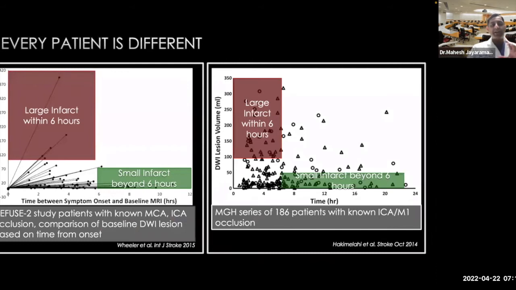But every single patient is different. And here are a couple of different series, one from the DIFFUSE 2 study and one from an MGH series of patients with known ICA and M1 occlusions. And what you see is in the red are patients who have big stroke early. And this is unfortunate. We call these patients fast growers or exponential growers. But in the green, there are patients who have a small stroke beyond 6 hours, right?